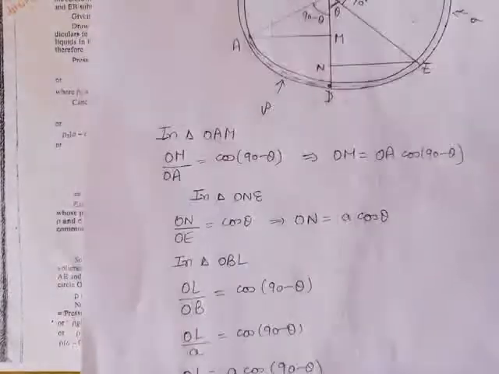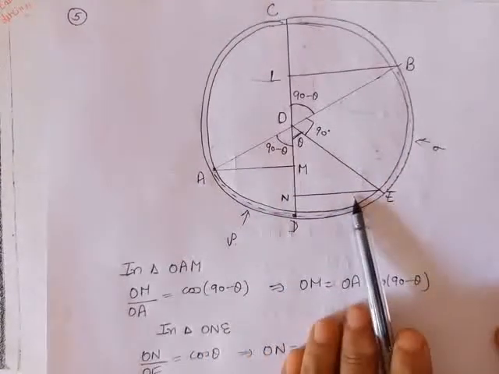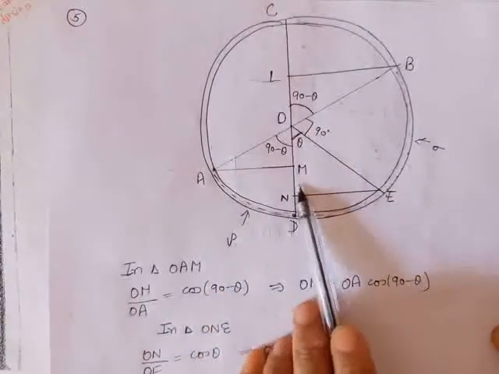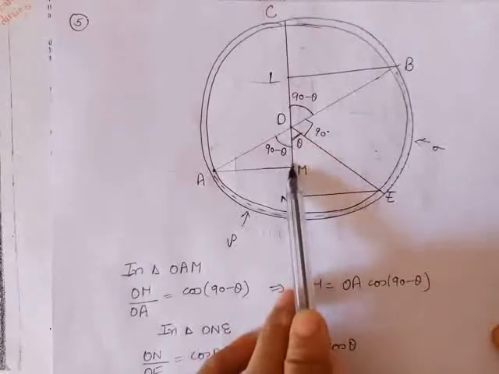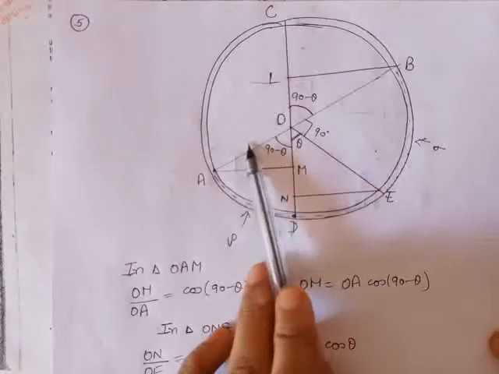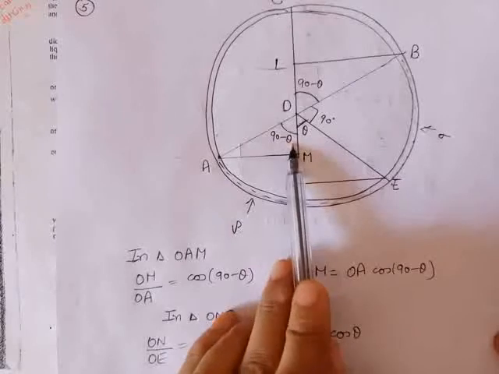Let us find them from the right angle triangles which we have shown in the figure. Now from the figure, triangle OAM, we are to find the value of OM. This is the base of the right angle triangle. This is the hypotenuse. So base upon hypotenuse becomes cos of the angle. Here the angle is 90 minus theta.